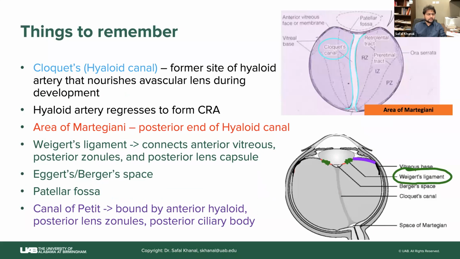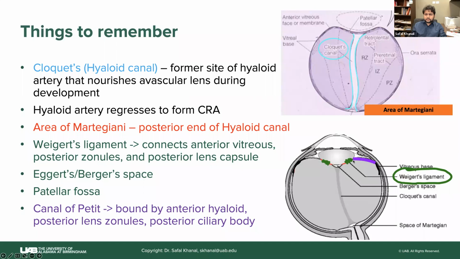There are several anatomical landmarks to remember. There is Cloquet's canal or hyaloid canal. It is the former site of the hyaloid artery that nourishes the vascular lens during the development period. And this hyaloid artery regresses to become the central retinal artery later on. You have your area of Martegiani here, just at the posterior side of the hyaloid canal. And then you have your Wieger's ligament here, which connects the anterior vitreous to the posterior surface of the lens.